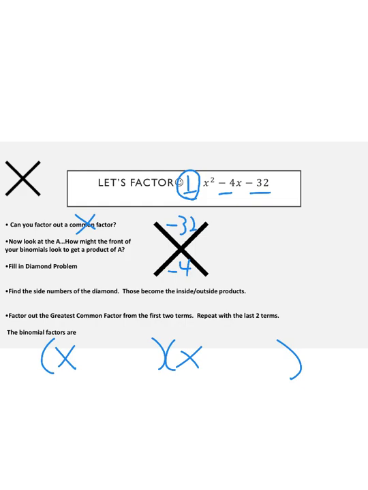Then using your 12 by 12 table in the back of your book or your multiplication facts, you're going to look through the factors of 32. That'll get you 8 and 4. It's going to be 8 times 4, and you have to think about which one of these two, 8 or 4, is going to be negative. It has to be negative 8 and positive 4 because we want a negative result up top and a negative result down the bottom. So here we go. We've got x squared minus 8x plus 4x minus 32.